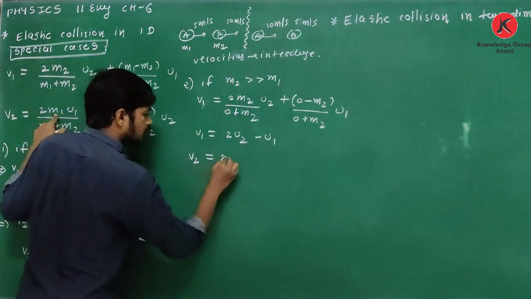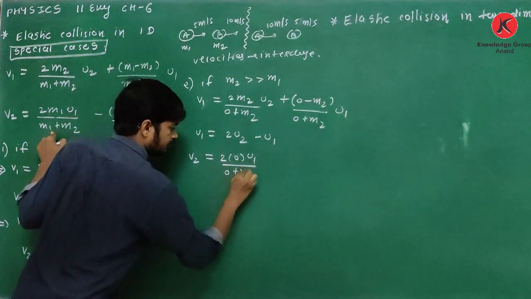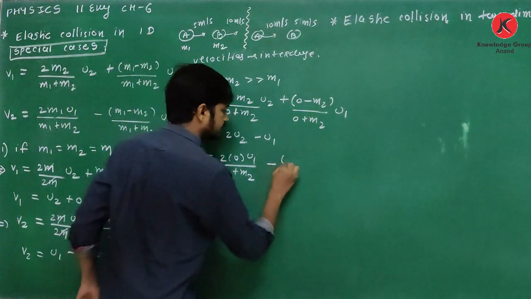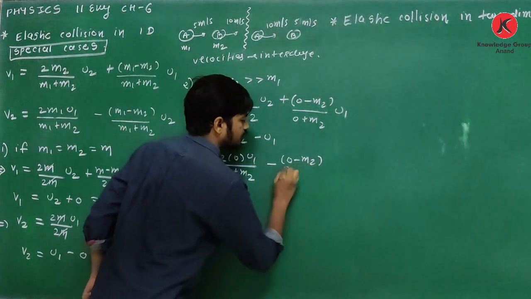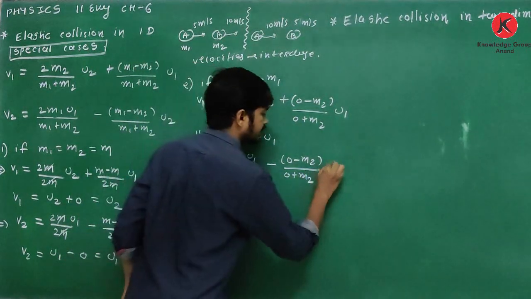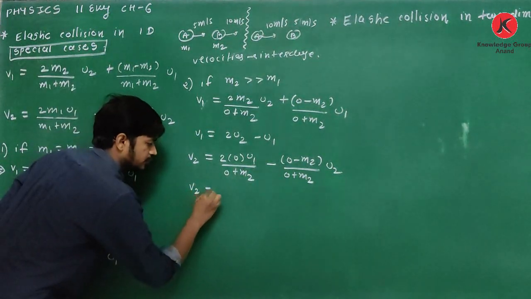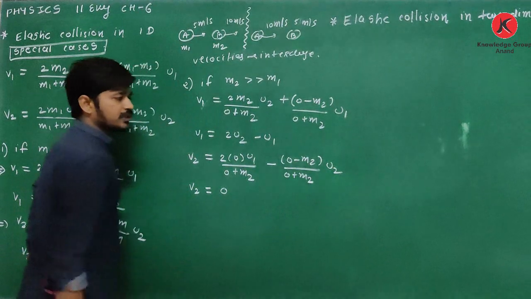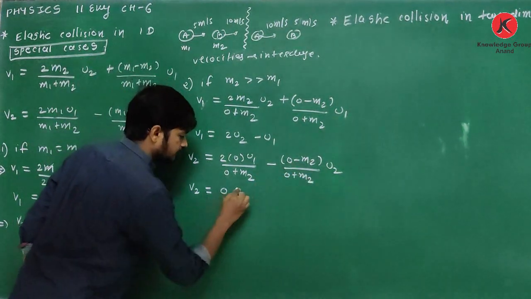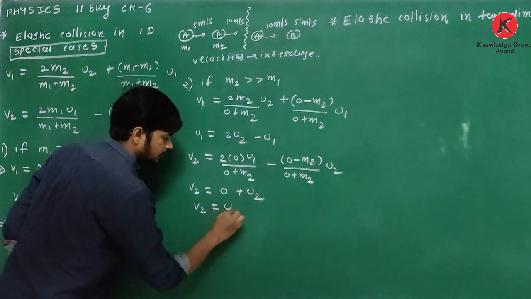So here it is 2 times 0 times U1 upon 0 plus M2, minus M1 you have to put 0. So here it is 0 minus M2 upon 0 plus M2, and here it is U2. Then V2 is equal to 0. Minus will become plus, and M2 upon M2 will be 1. So here it will be nearly U2. So V2 is equal to U2.